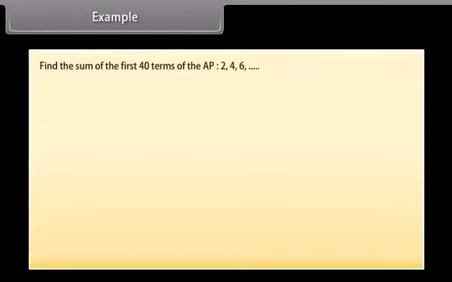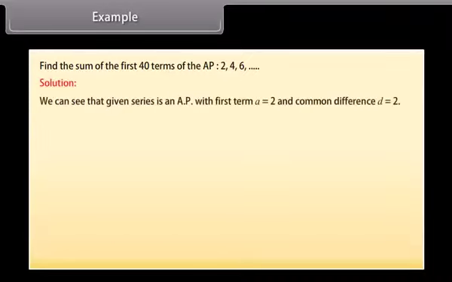Example. Find the sum of the first 40 terms of the AP, 2, 4, 6, and so on. We can see that the given series is an AP with first term A is equal to 2 and common difference D as 2. We have to find the sum of first 40 terms. So, n is equal to 40.